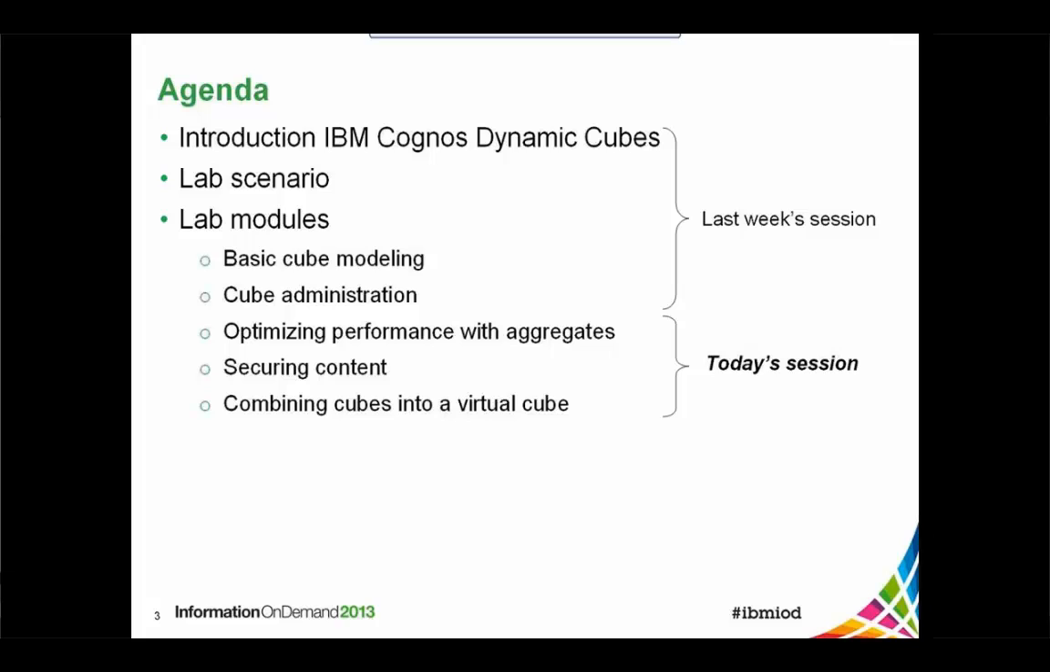Today, we'll start by optimizing that historic sales cube for performance by using aggregates, securing content, and we'll explore combining two cubes into a virtual cube to implement the historic recent scenario for low latency.